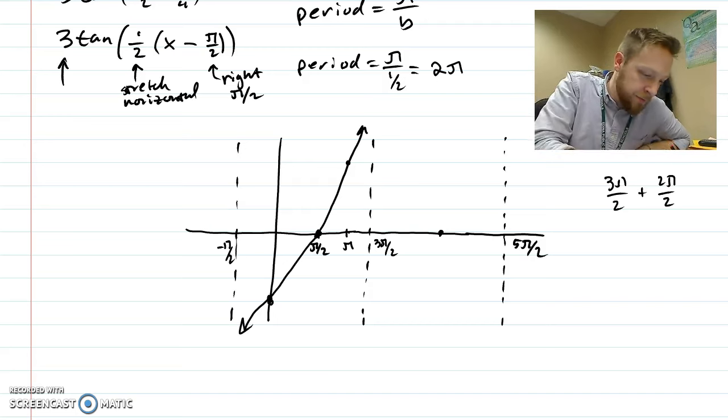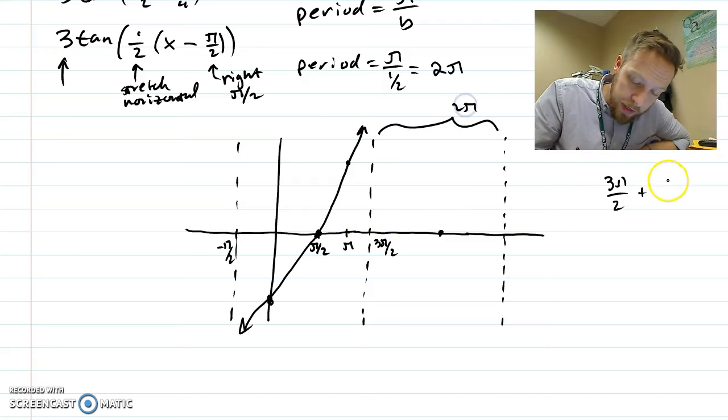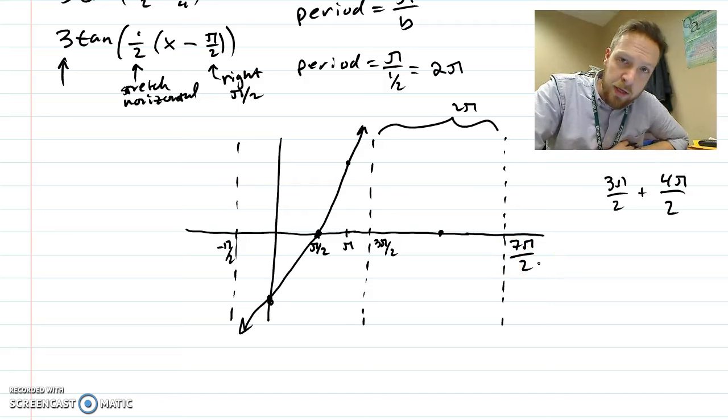Okay, so I paused the video to think, and I realized my error. Our period is 2 pi. And so we want to make sure that we are going 2 pi between. This should be 2 pi. So actually this should be 4 pi over 2, which is 7 pi over 2. That's why the math wasn't working out.